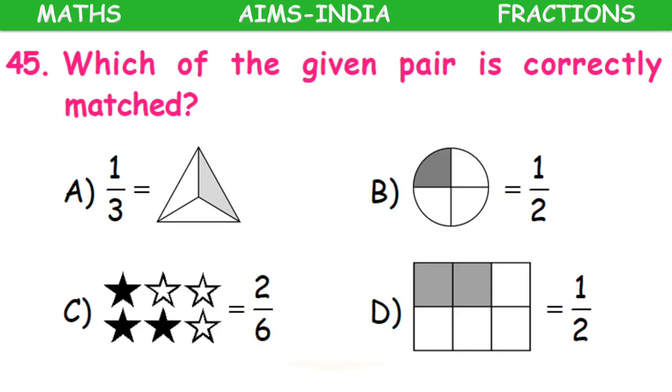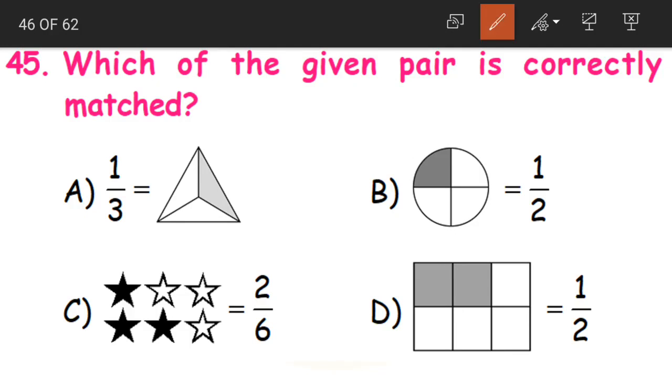Next, which of the given pair is correctly matched? If you look at option A, 1 by 3. Yes, the triangle is divided into 3 parts. The denominator is correct and only one part is shaded. So even the numerator is correct. So option A becomes our correct answer.